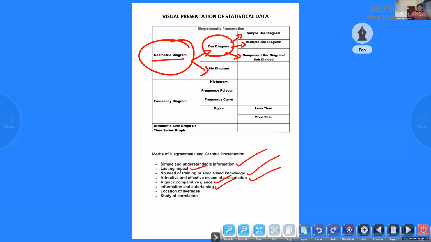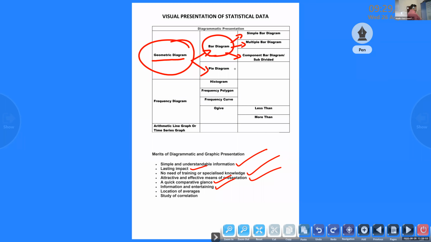Basically, if you are observing a newspaper, the reports are always connected with some data. They always use this method to present that data. Basically, they use diagrams, a number of graphs, multiple bar diagrams, simple bar diagrams, or subdivided bar diagrams. Such diagrams are used to make the data informative and entertaining. Entertaining in the sense that we are easily able to understand the things.